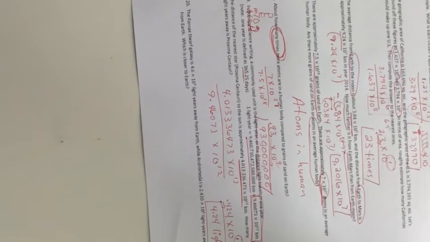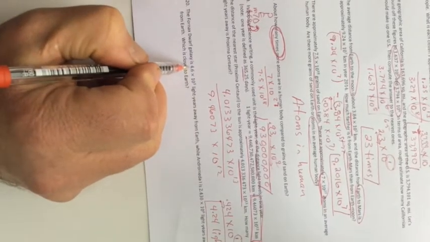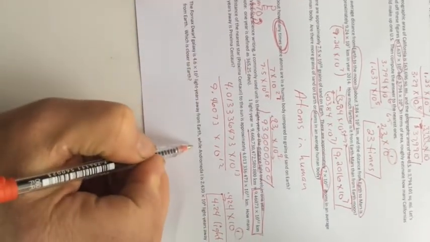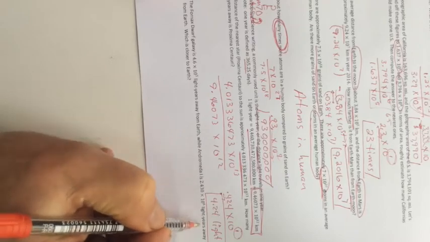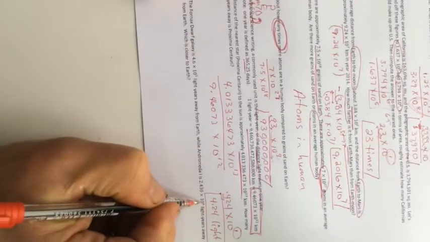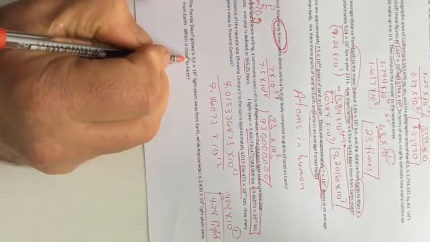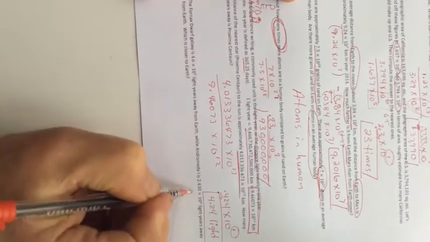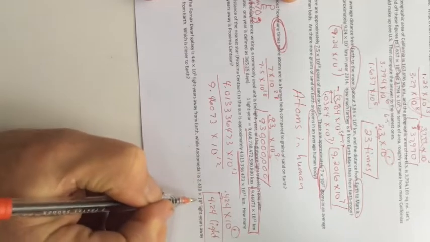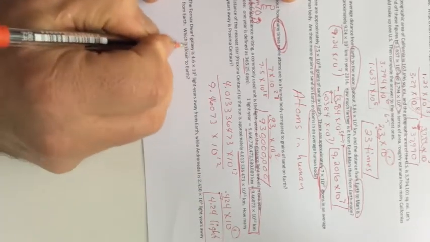Okay, the Fornax dwarf galaxy is this many light years from Earth, while the Andromeda galaxy is this many light years from Earth. Which one is closer? See, this means move it 6 times that way. This means move it 5 times that way. This is a bigger number. So which one is closer? Closer to Earth is the Fornax.